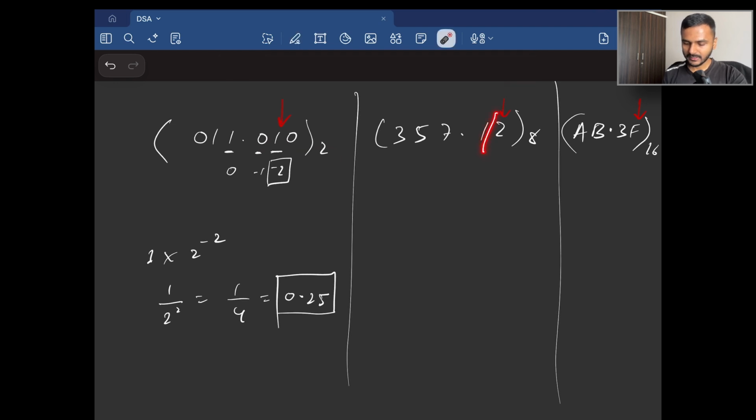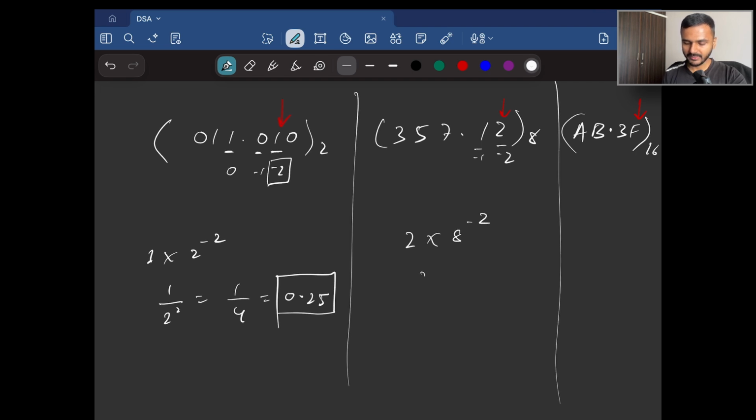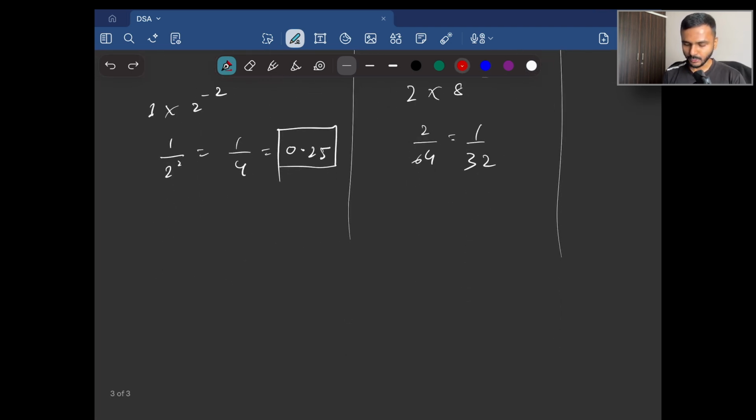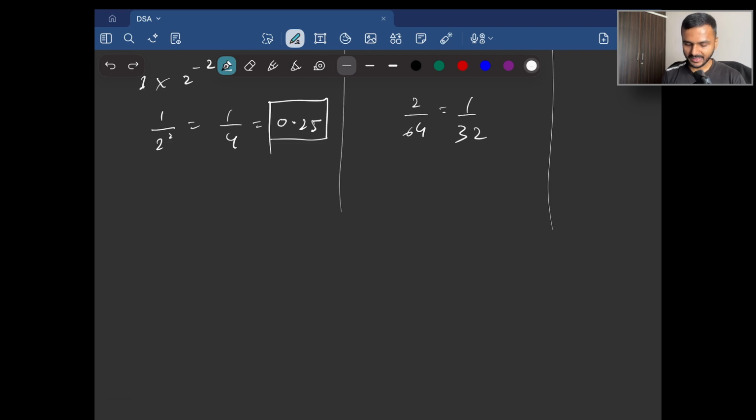Next, solving for the 2 in 357.12, which is represented in octal number system, we will have the position as -2. So we will say 2 multiplied with 8 power -2, and this will become 2 by 64, which is 1 by 32. And if you want to solve for 1 by 32, you can do this. We can start with 1 by 2. If you divide this by 2, you'll get 1 by 4. Dividing further by 2, you'll get 1 by 8, then 1 by 16, and lastly 1 by 32.